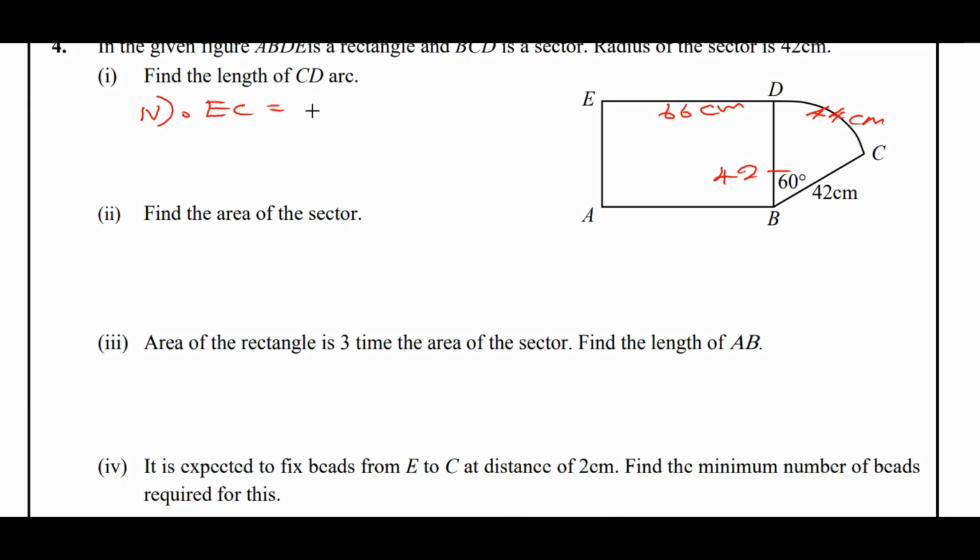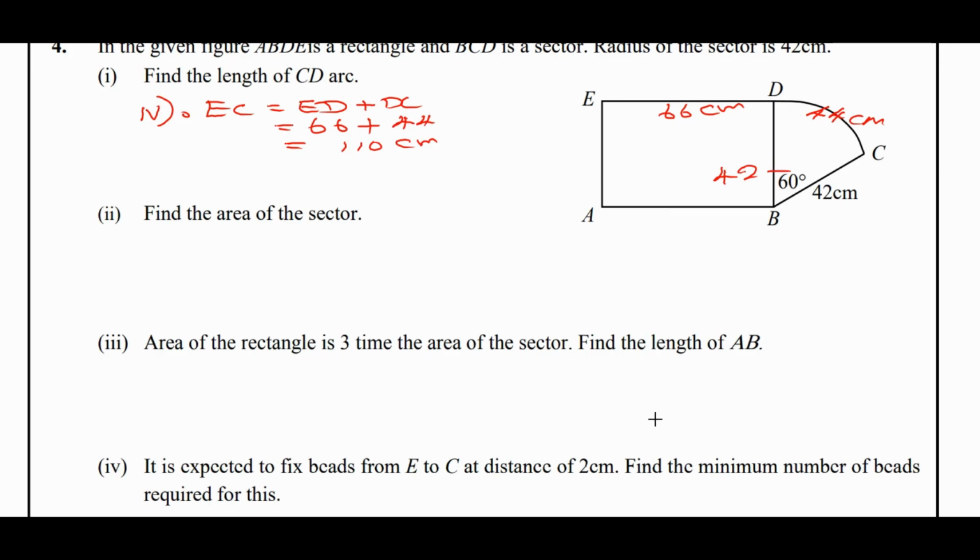EC length should be equal to ED plus DC. We know the value of ED because AB is 66, then definitely ED should be 66 too. 66 plus we have found the value of DC, 44 centimeters. 44. Then this will give us 110 centimeters total length from E to C.